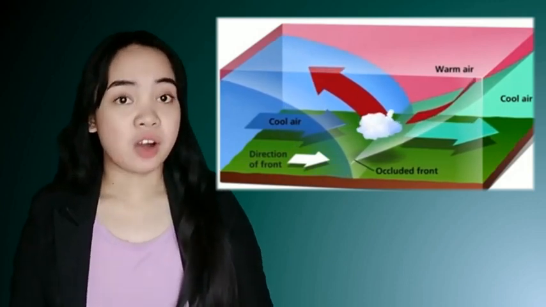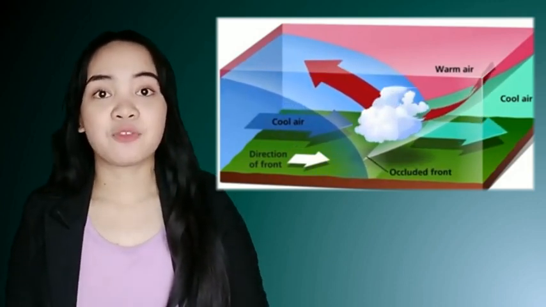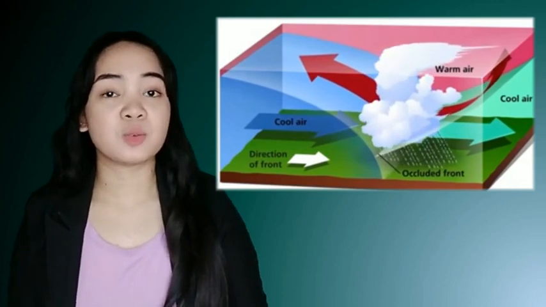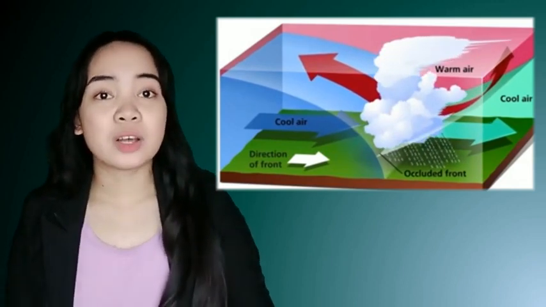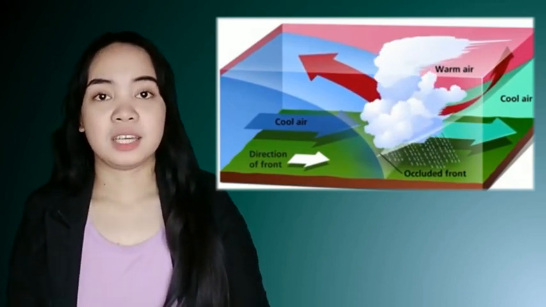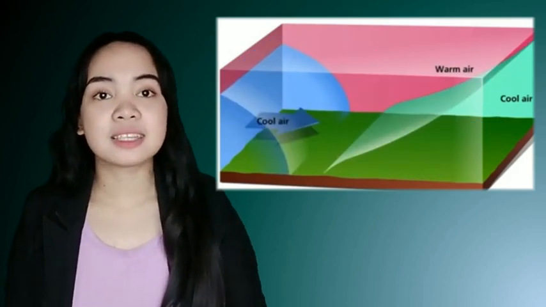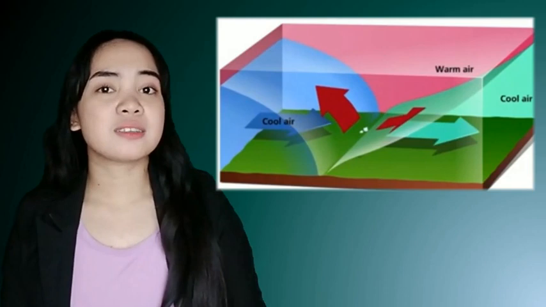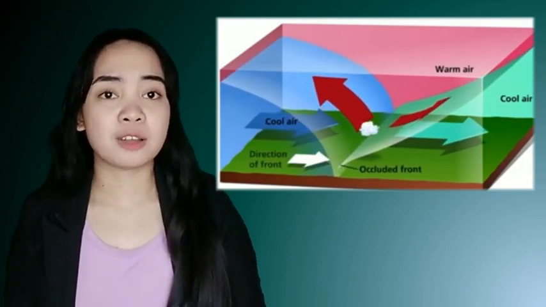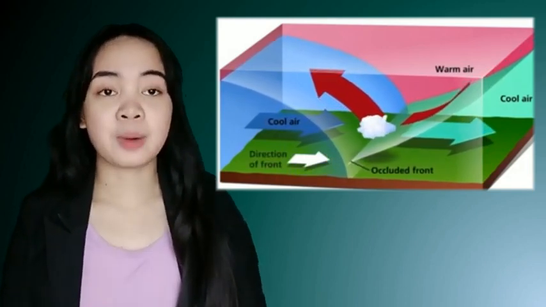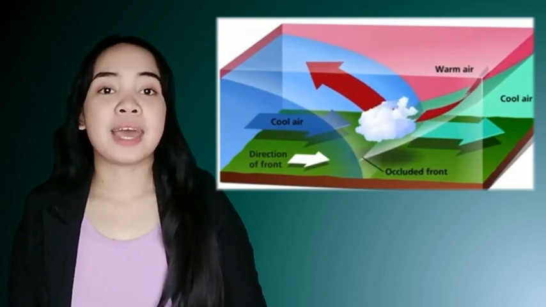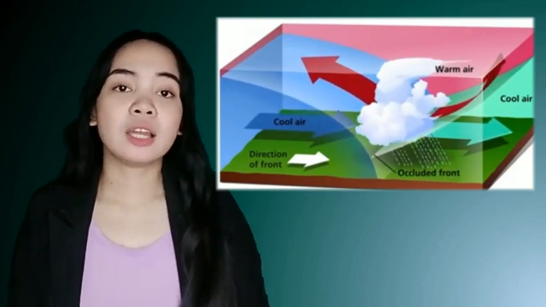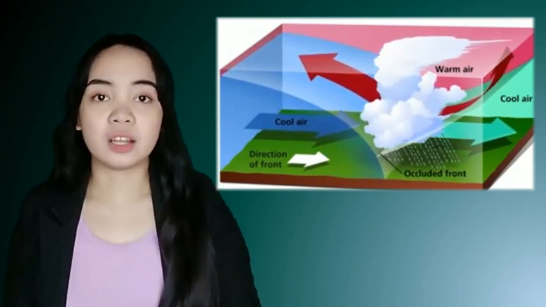At an occluded front, the cold air mass from the cold front converges with the cold air that was in front of a warm front. The warm air ascends as these air masses meet up. Occluded fronts typically structure around areas of low air pressure. You will experience frequent precipitation along an occluded front.